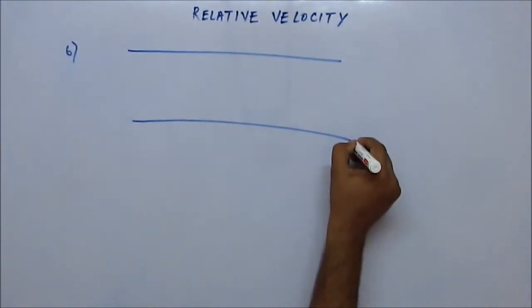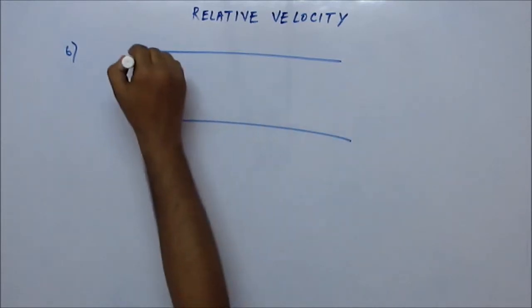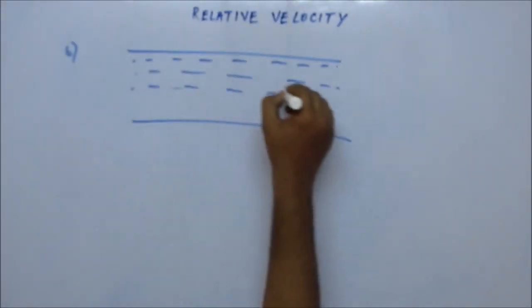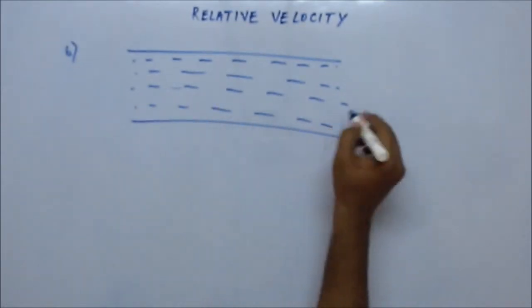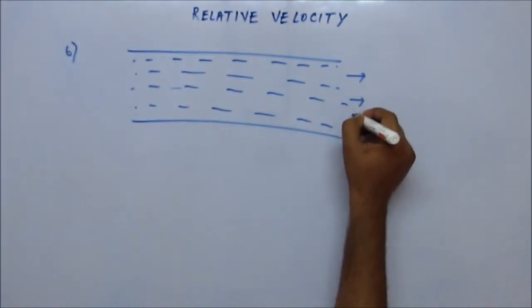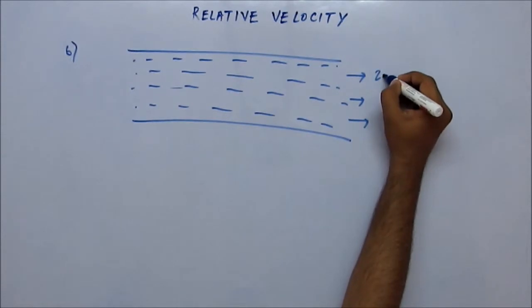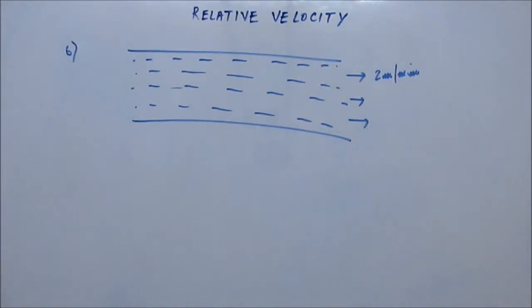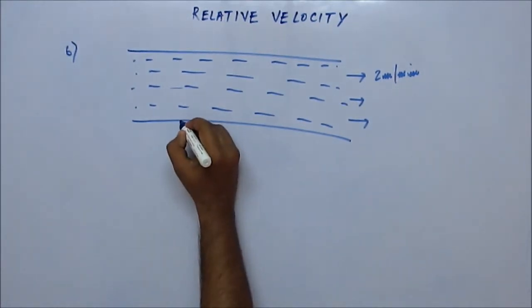In this problem, it is given that there is a river. The river is flowing, suppose this is the downstream, with 2 meter per minute speed. And there are two people, A and B. They are starting from the same point, both A and B.